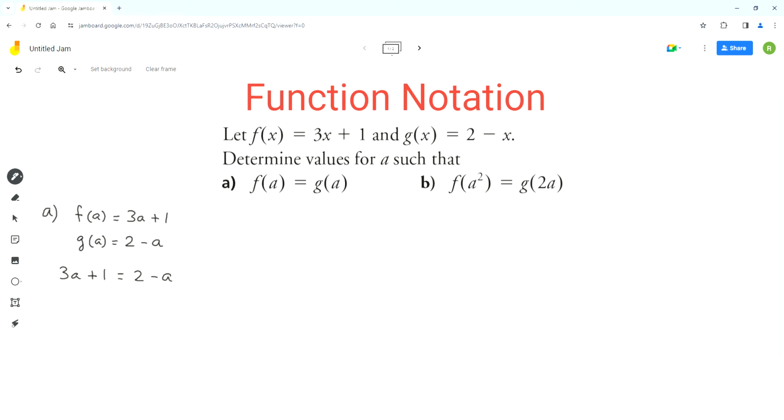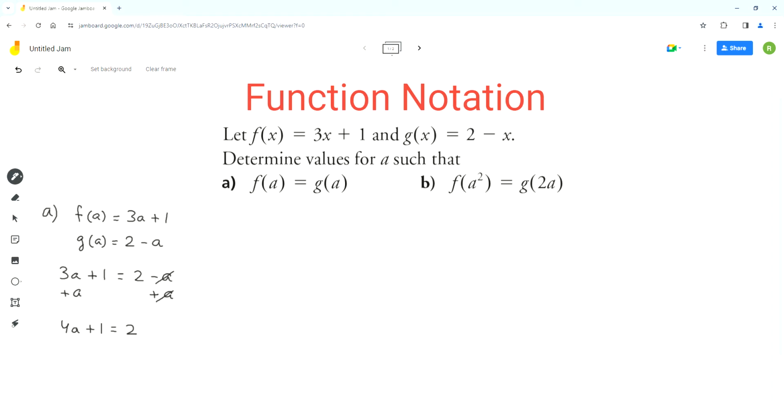So we can gather and combine the a terms on the left side of this equation and the number terms on the right side of the equation. So we can start by adding a to both sides of the equation. So the a's on the right side will cancel each other out, and on the left side we get 3a plus a, which is equal to 4a. So the coefficient of a is 1, so that's why we do 3 plus 1.